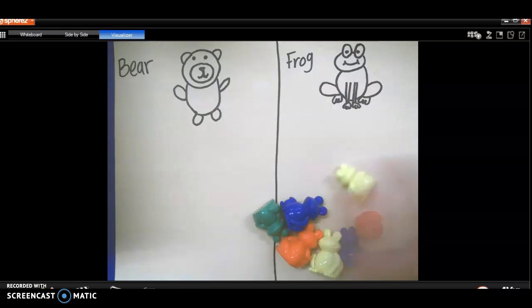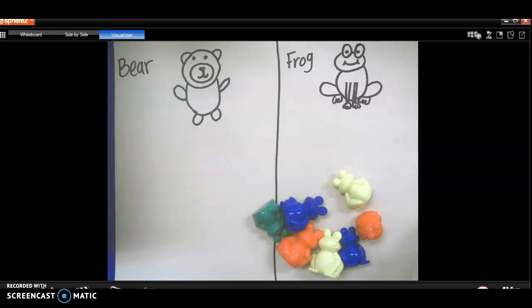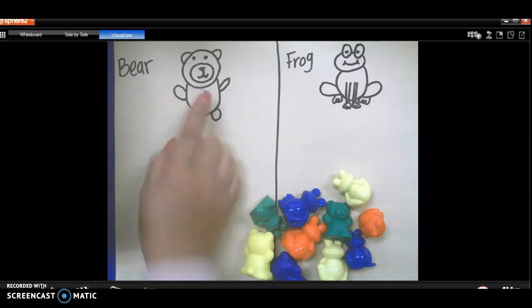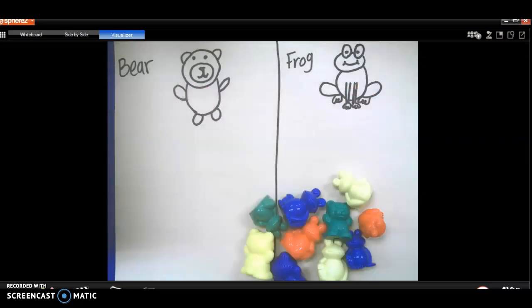So today we're going to look at our counters, and we're going to see if they're bears, and if it's a bear, we're going to put it here. And if it's a frog, we're going to put it here. So we're looking at its attribute. What does it look like? Is it a bear or is it a frog?